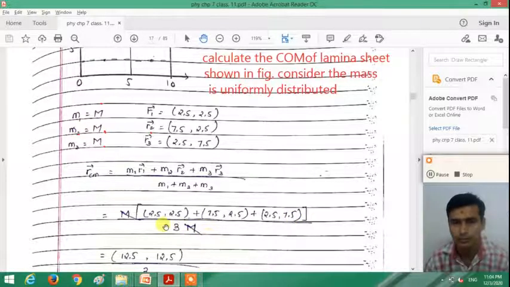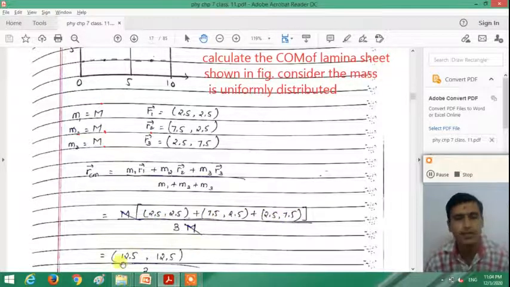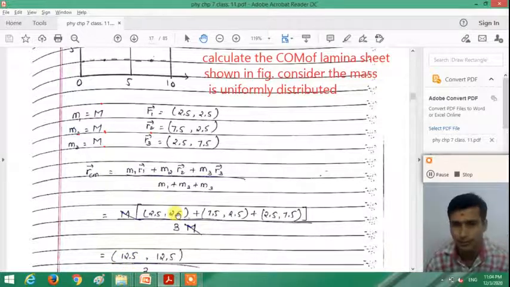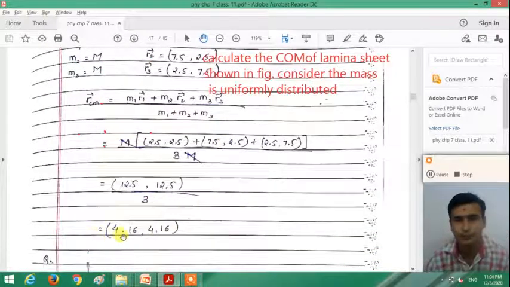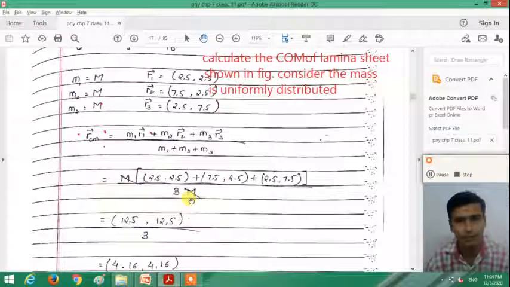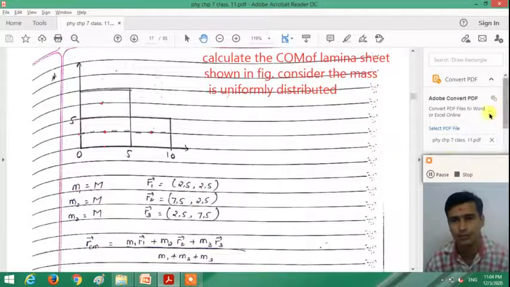M cancels out. So if we add all three vectors, the x coordinate 2.5 plus 7.5 plus 2.5, we get 12.5. Similarly, the y coordinate we add, we get 12.5, divided by 3. So we get the center of mass at 4.16, 4.16. The x coordinate of the center of mass is 4.16 and the y coordinate of the center of mass is also 4.16. So understand, dear students, how we can calculate the center of mass of a thin lamina sheet.